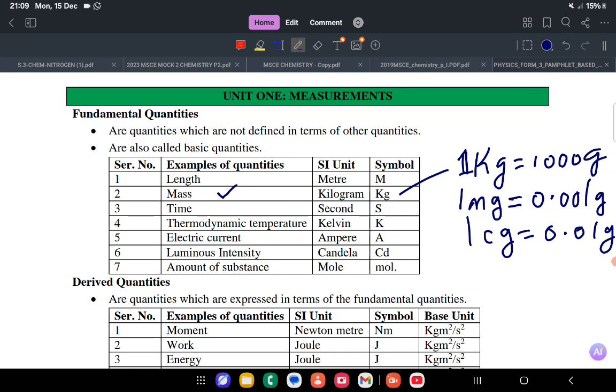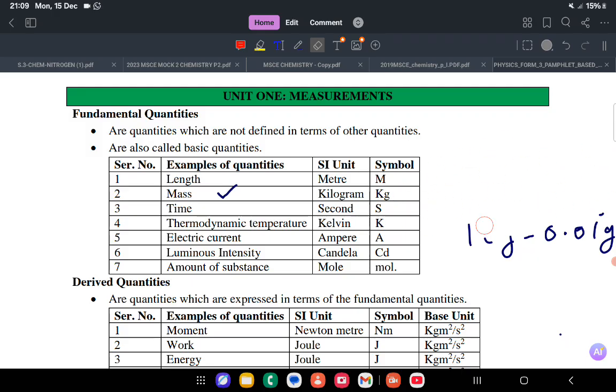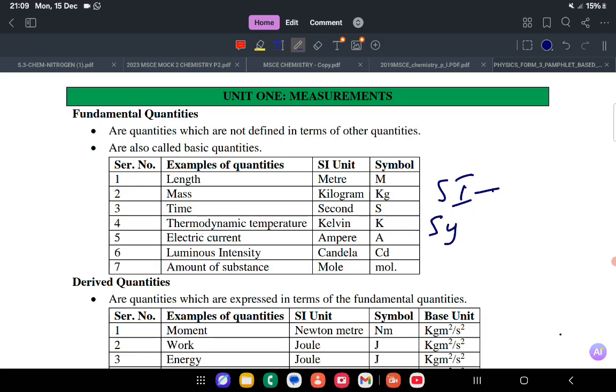So these are just other units of mass, but it is sufficient to attach kg to the mass of a body as its SI unit. Remember, SI is short for Système International des Unités. S stands for system, I for international, des unités.